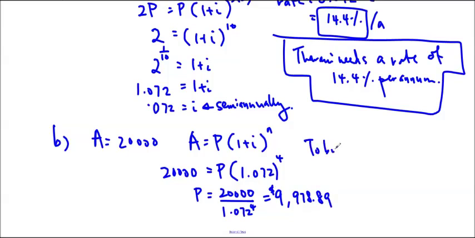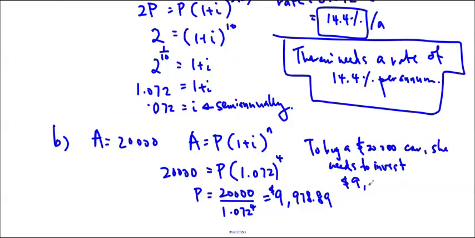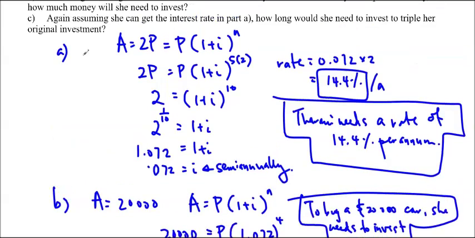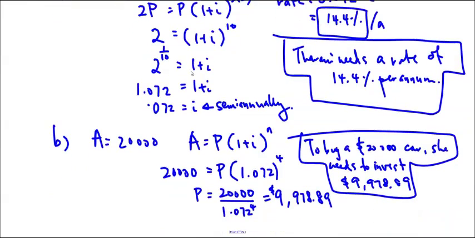To buy a $20,000 car, she needs to invest $9,978.89. There you go. Okay, and one last part. Again, assuming she can get the interest rate in Part A, how long will she need to invest to triple her original investment?